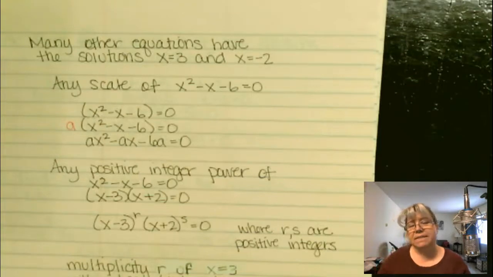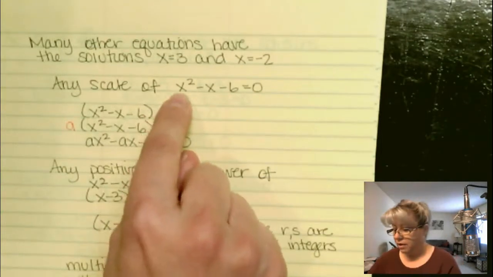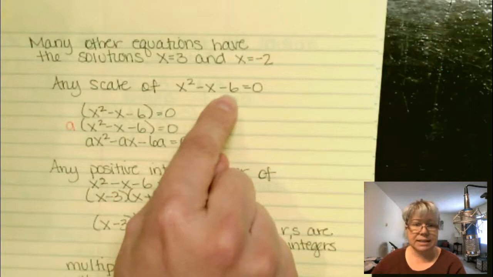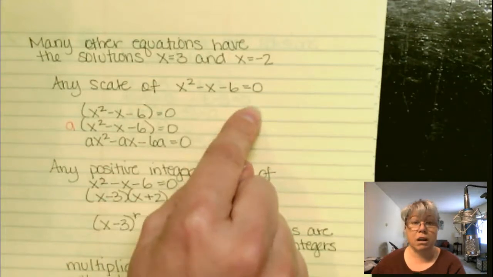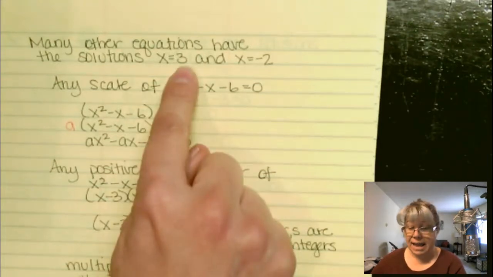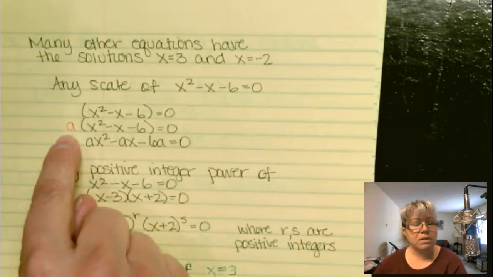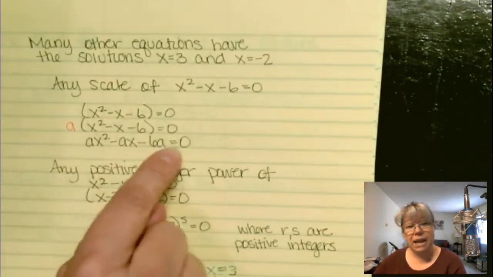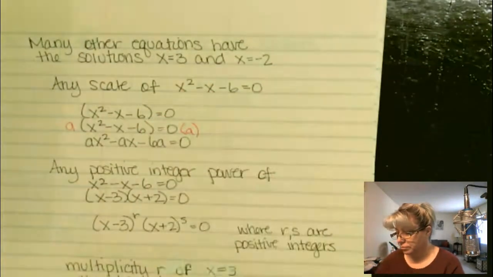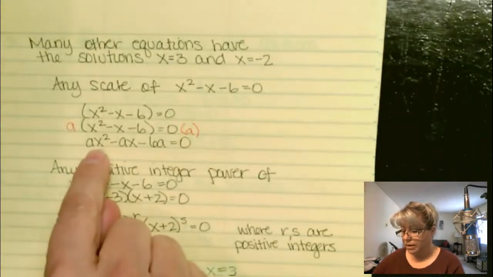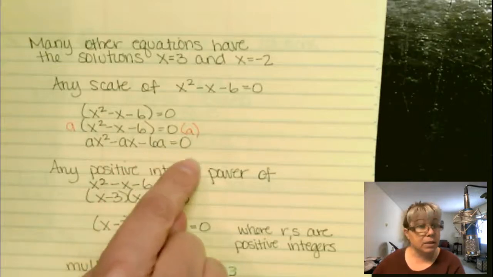What I mean by infinitely many is, if we have the equation x squared minus x minus 6 equals 0, then any scale of this quadratic equation will also have the solutions of x equals 3 and x equals -2. Here's what I mean. Any scale means if we multiply the left-hand side and the right-hand side by a, then we'll have ax squared minus ax minus 6a still equals 0.